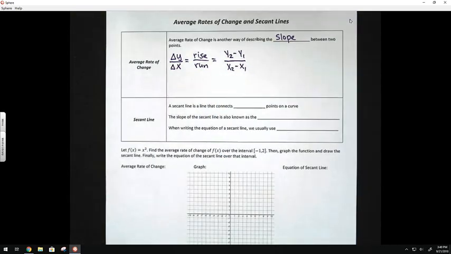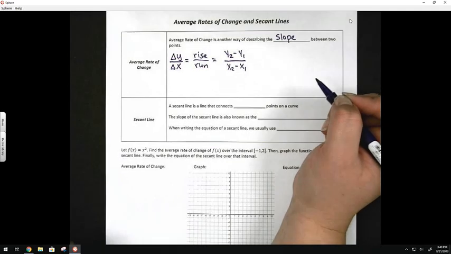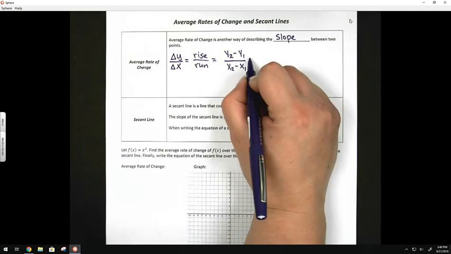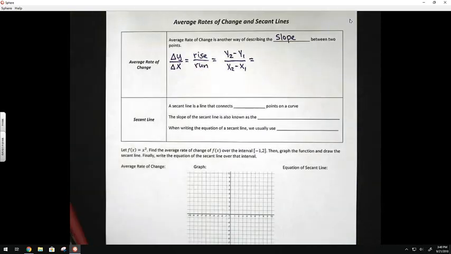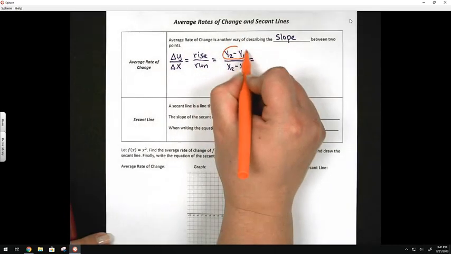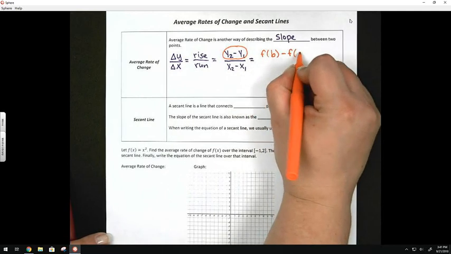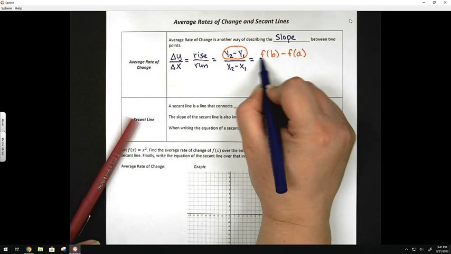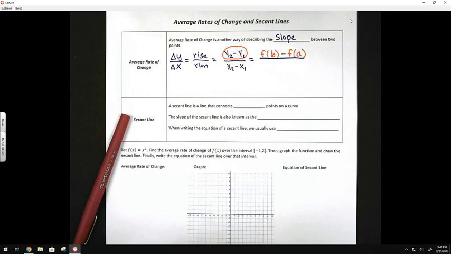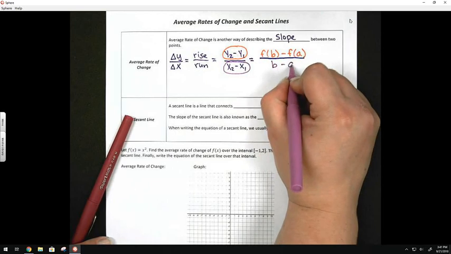We're going to make it a little bit more sophisticated now that we are in algebra. Or I'm sorry, we are not in algebra anymore. Sorry, we're going to make it more sophisticated now that we are not in algebra and we're in calculus. And instead of saying y2 minus y1, we're actually going to call that f of b minus f of a. And then instead of x2 minus x1, we're going to do b minus a.